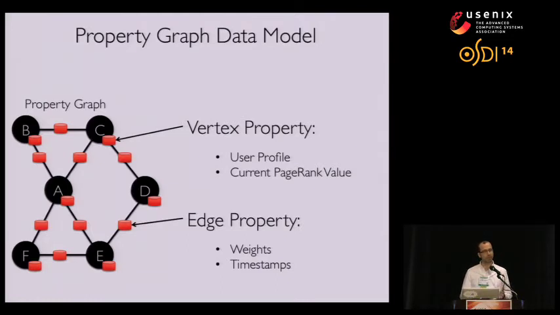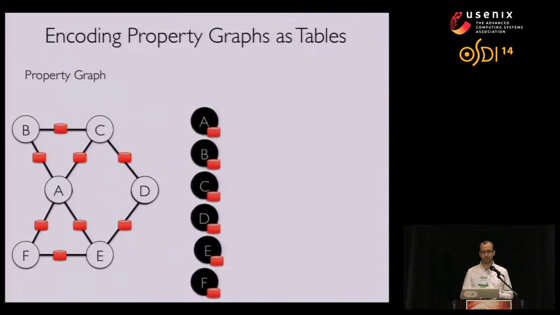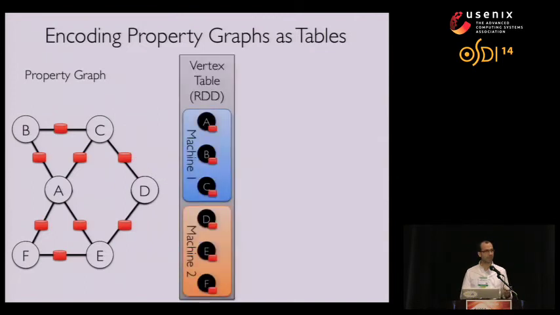Now we want to reinterpret this graph as a collection of tables so we can encode it in our dataflow framework. So the first thing we're going to do is actually pretty obvious. We're going to take the vertex properties and store them in a horizontally partitioned table. And so here I have a table which spans two machines, a logical representation of the collection of vertices partitioned by the vertex ID.